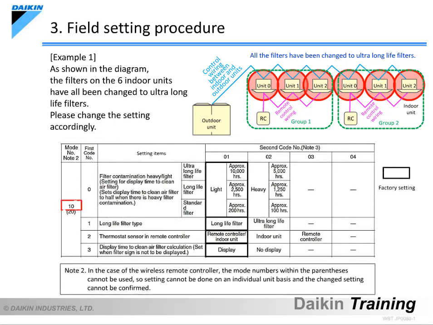In this example, since all the indoor units in the group are to be set the same way, field setting mode number 10, the number used when changing all the units in a group at once, should be selected. Set the first code to 1, which indicates that a long life type filter is being used. Change the second code from the factory setting of 01 for the long life filter to 02 for the ultra long life filter. Let's learn about this procedure in detail on the following pages.